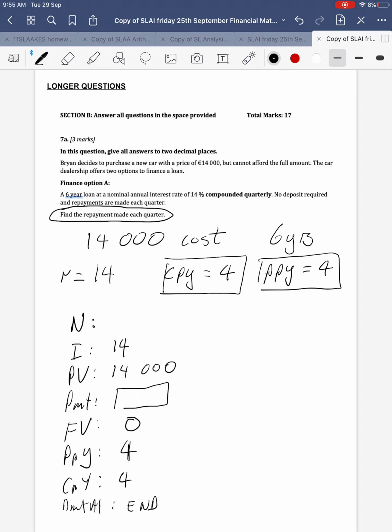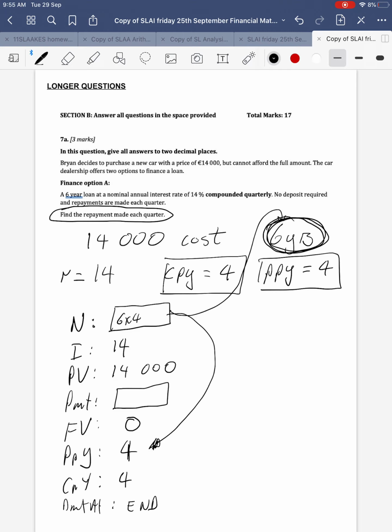And we're trying to work out how much we pay each quarter, so we pay back all of the loan. So now we've got to think about N as well. We're going to get this from a combination of the payments per year and the number of years. So how many payments in total do we make? Well, 6 years, 4 payments per year. 6 times 4 equals 24.